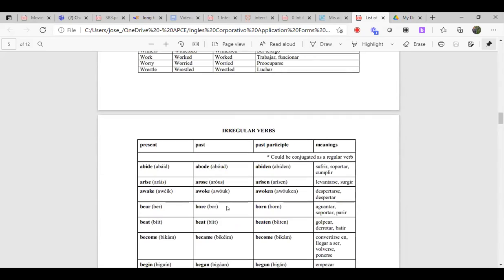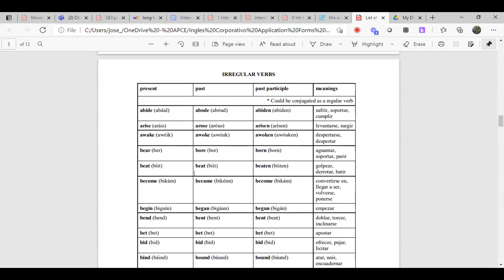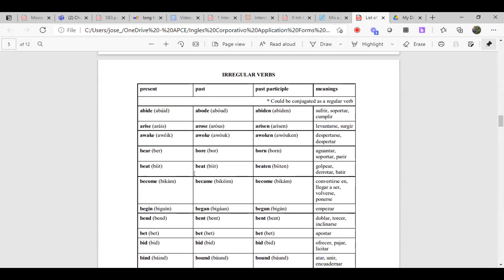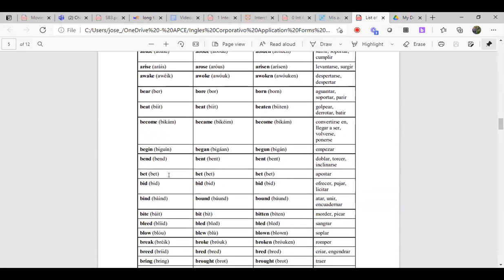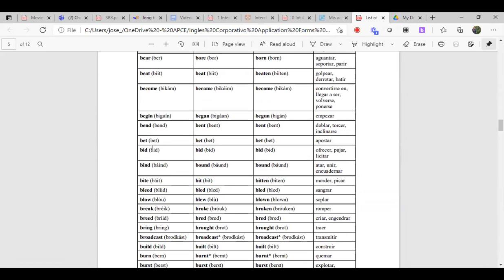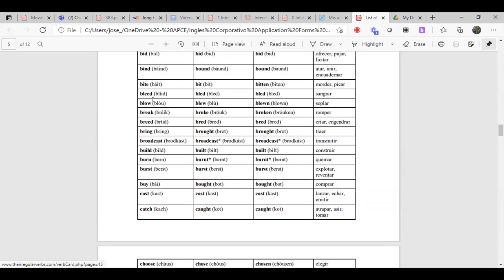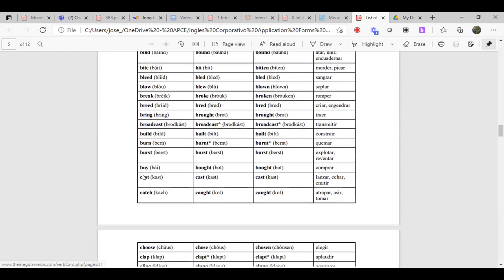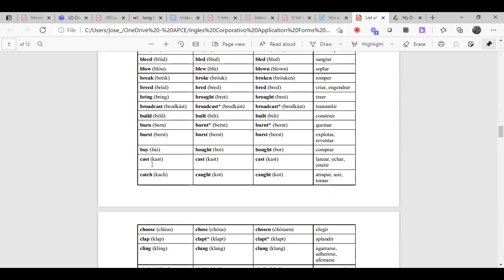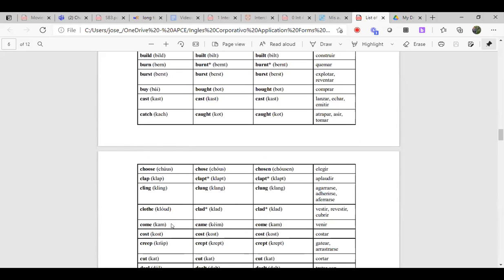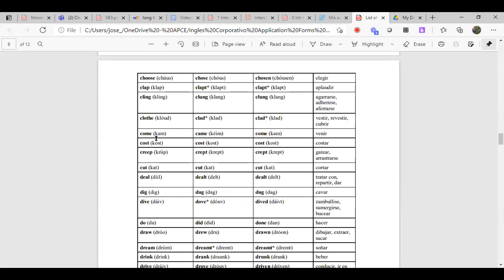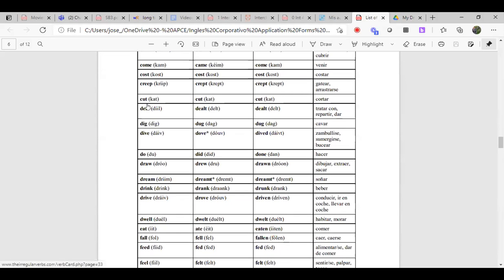And on page number 5, we start with the regular verbs. Y aquí están, they are organized in alphabetical order. Están en orden alfabético. You see, muchos de estos no se ocupan, la verdad, fíjense. Become, begin. Let's see, break, you use it, bring, build, buy, catch, choose. Esos son bien comunes. Come, cost, cut, do, all right?